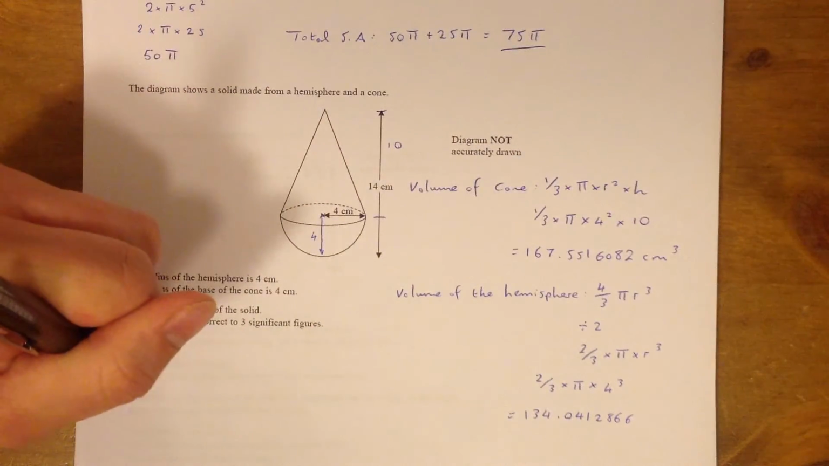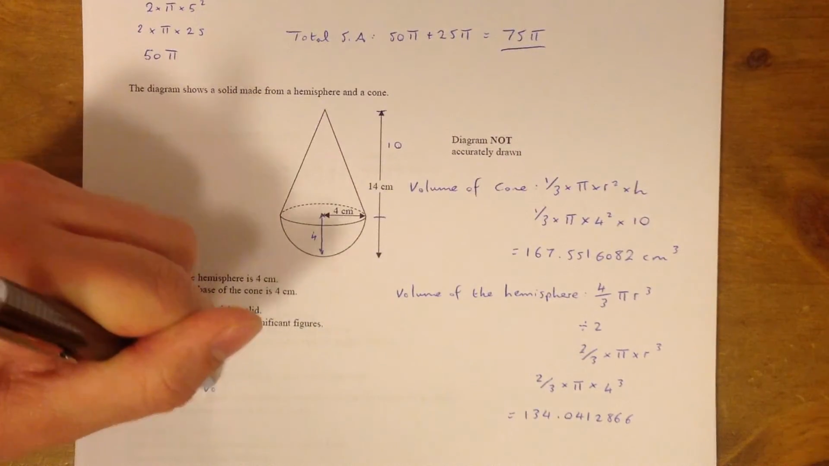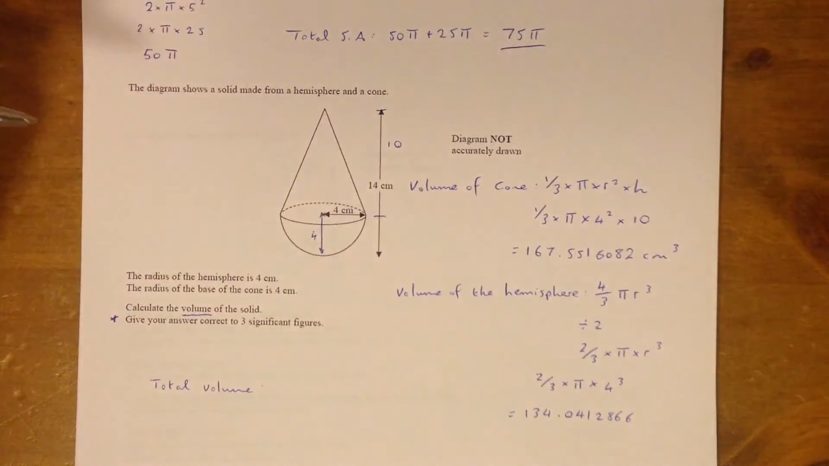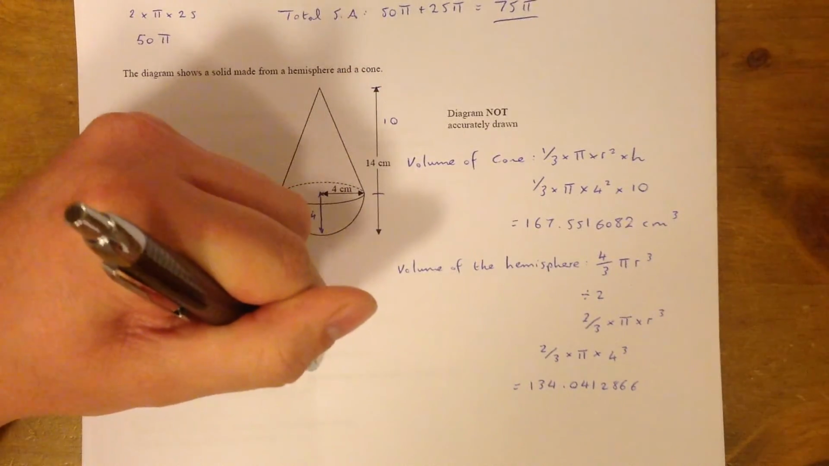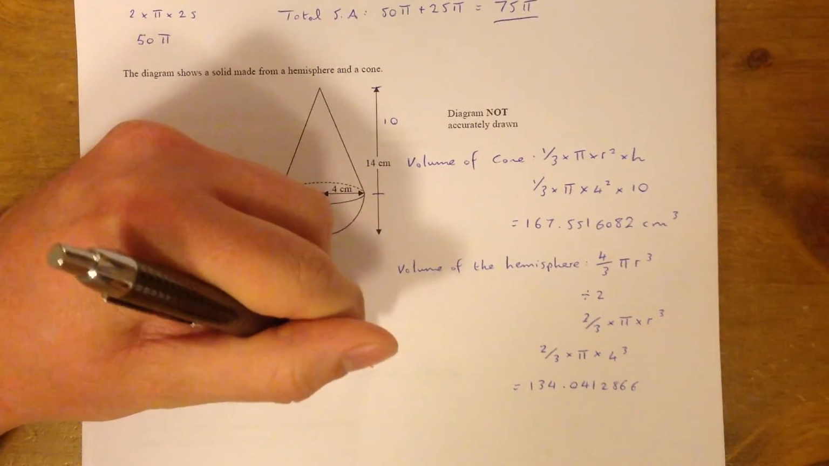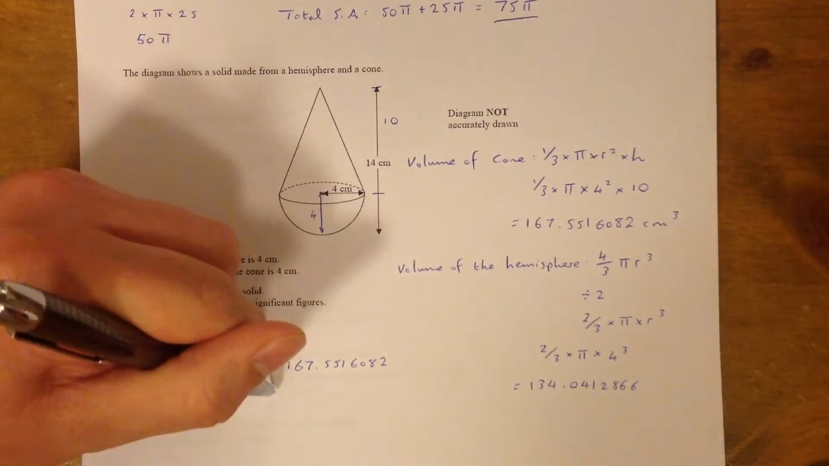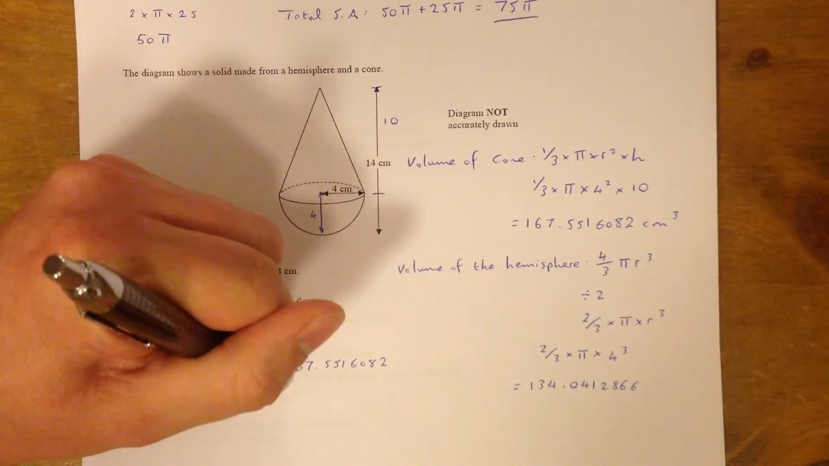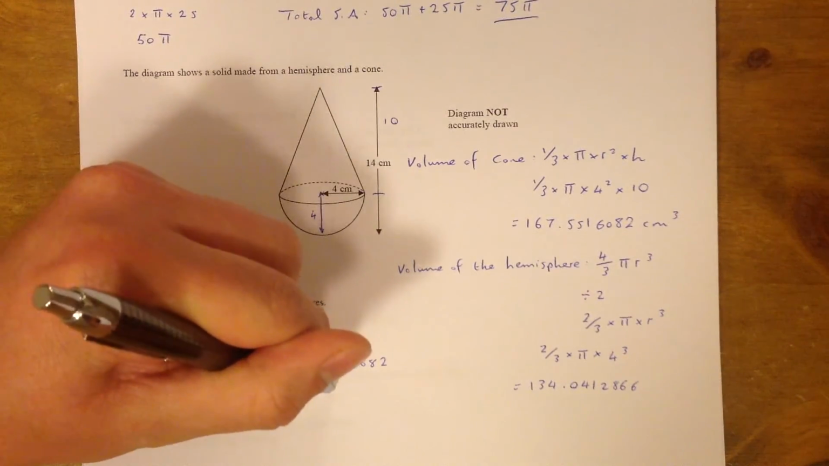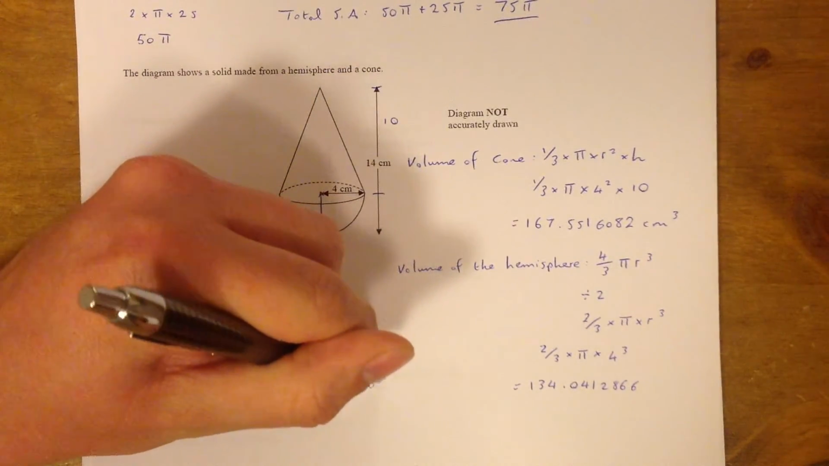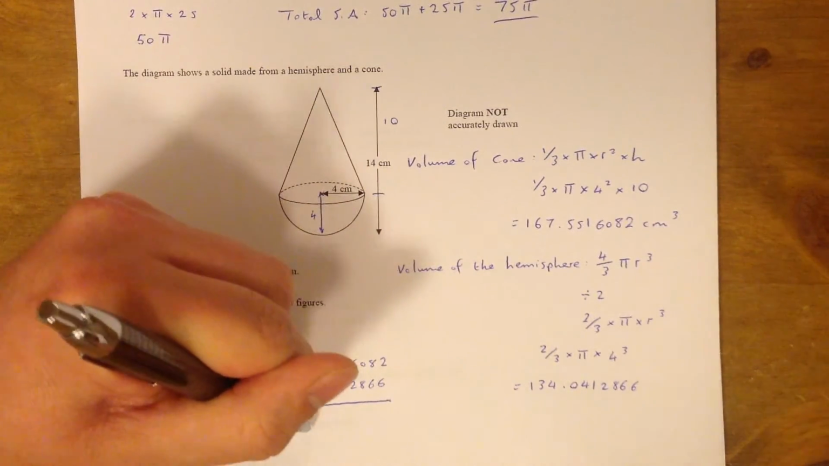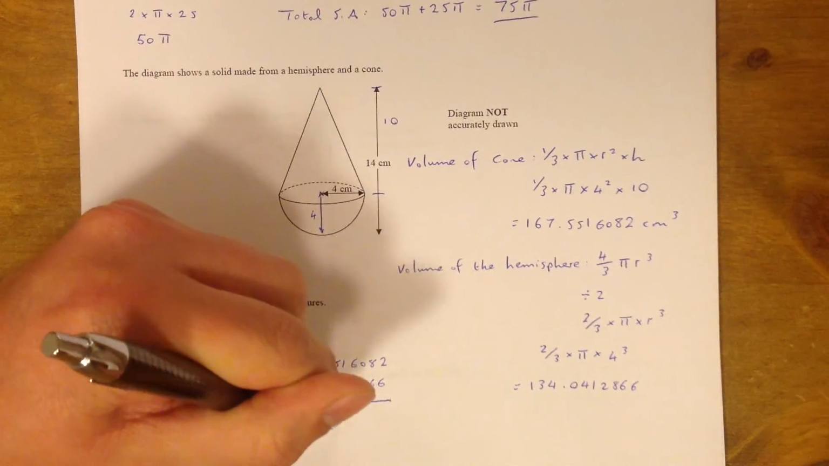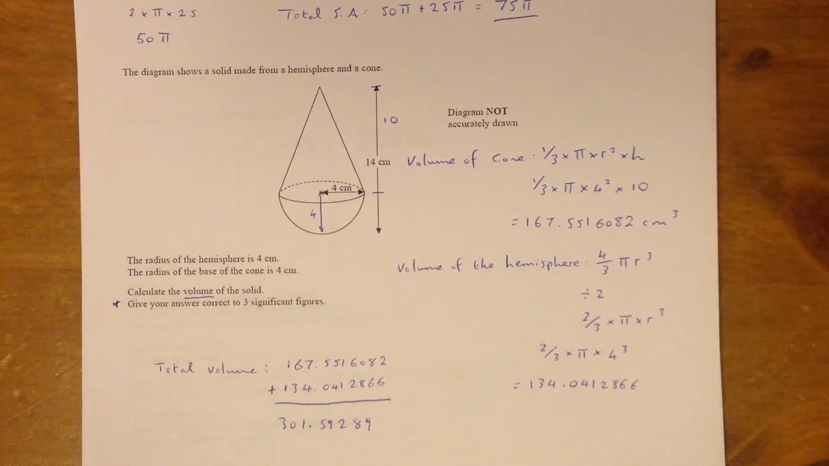All of that plugged into a calculator will give us a final value of 134.0412866. So my final total volume is going to be found from the combination of the volume of the cone, which we've already looked at as 167.5516082, plus the volume of the hemisphere, which was 134.0412866. So my overall total here is going to be 301.59289, and so on. And then it says to us, give our answer correct to 3 significant figures.